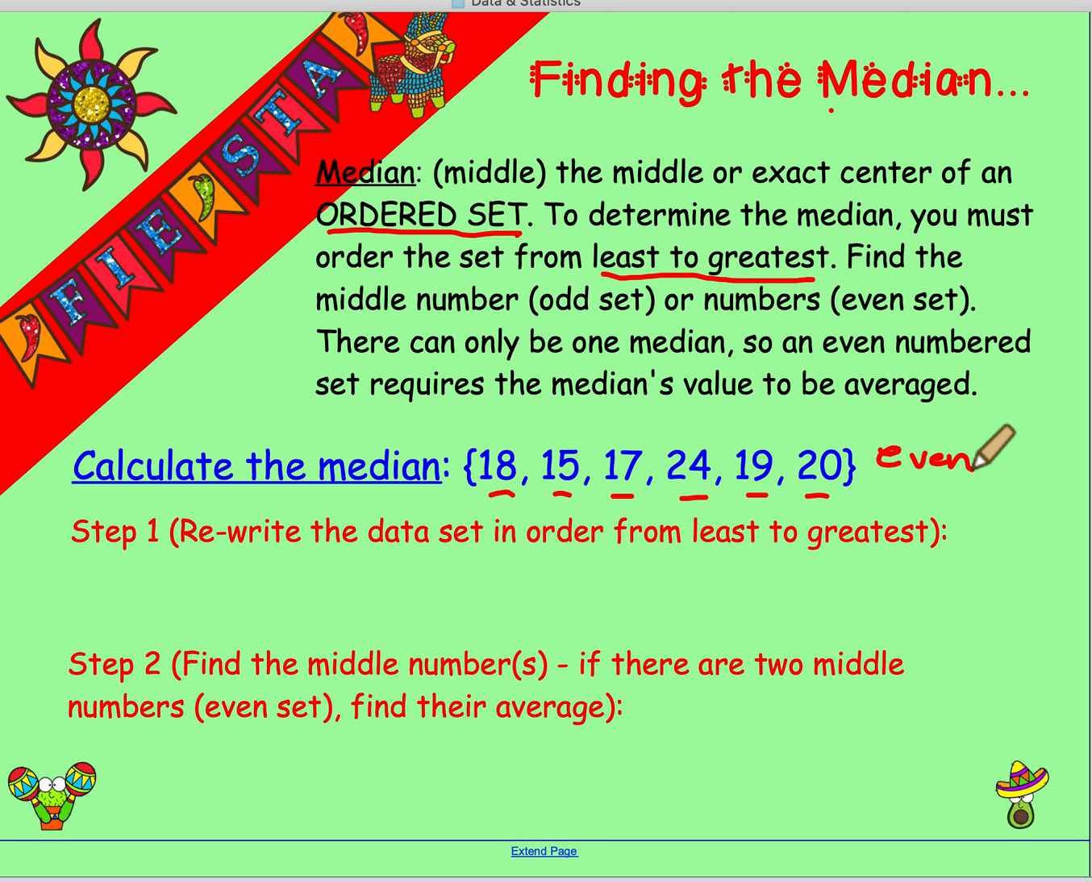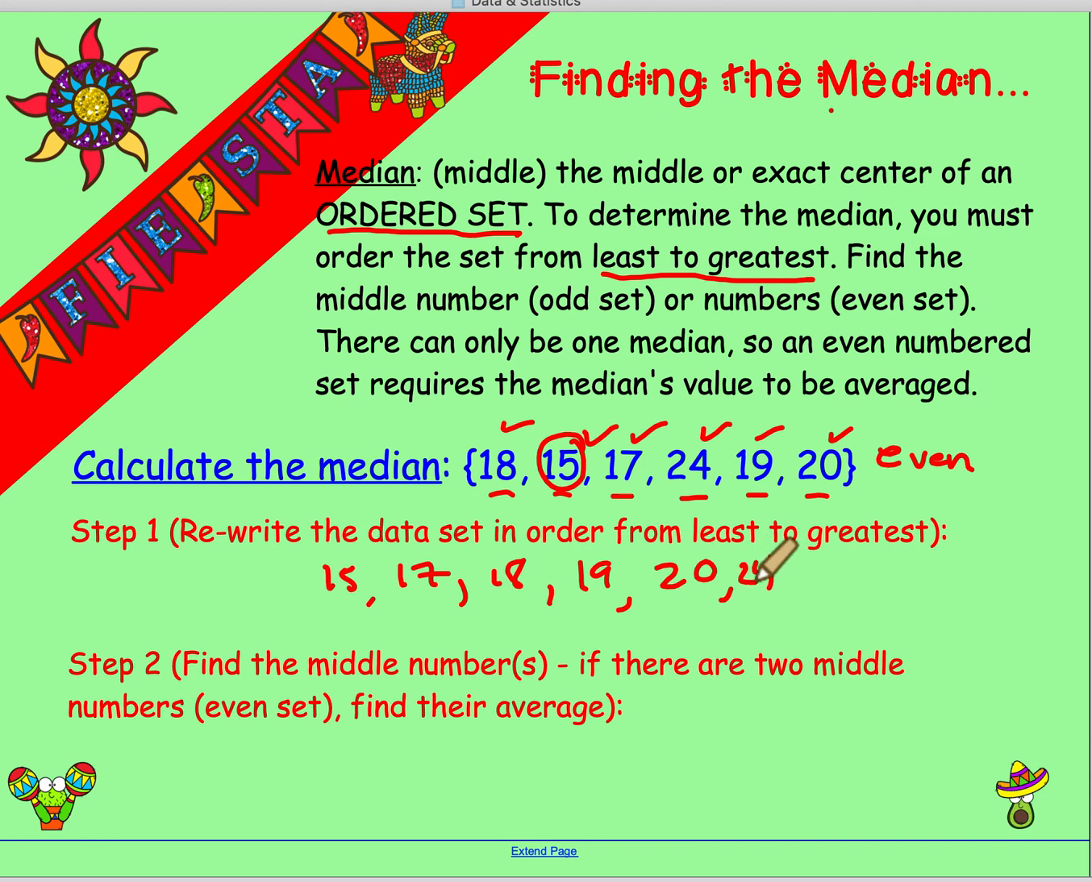Okay, so first thing is, let's write them in order. So the least number is going to be 15, then 17. So I'm just going to kind of check them off as I go. Then 18, then 19, then 20, and then 24.